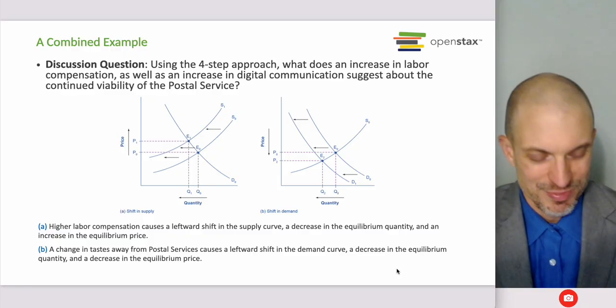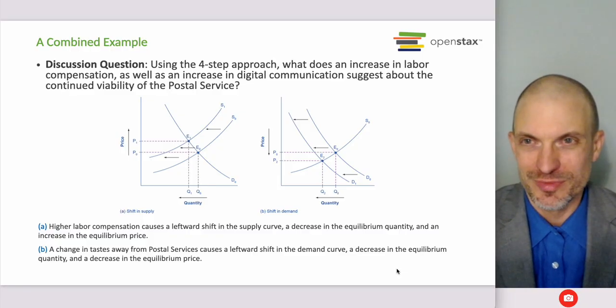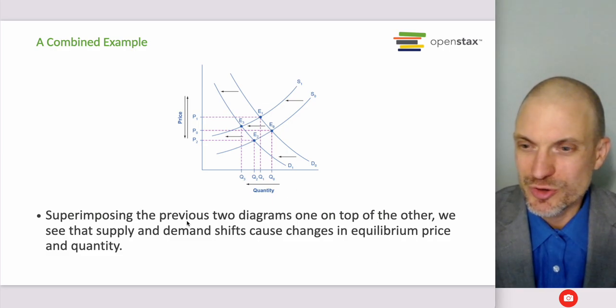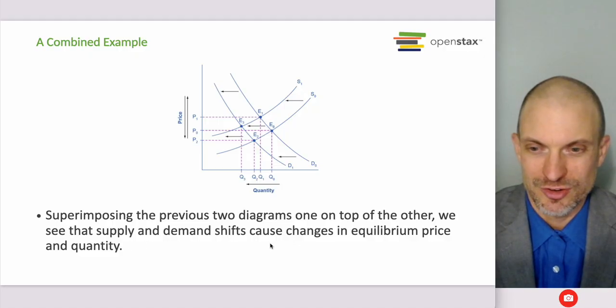I hope they do more about this in this chapter. If not, you probably definitely want to refer to my Substack chapter, and that'll clarify it a little bit better. Okay, superimposing the two previous diagrams on top of each other, we'll see the supply and demand shifts cause changes in the equilibrium price and quantity.